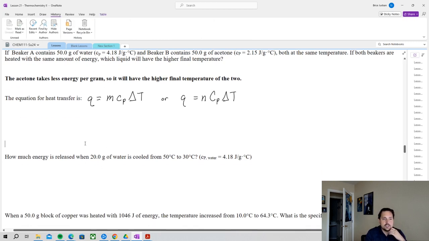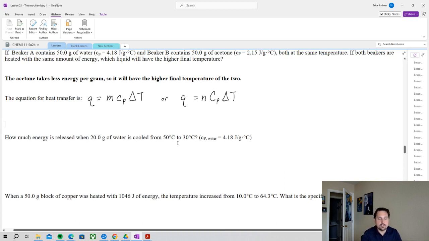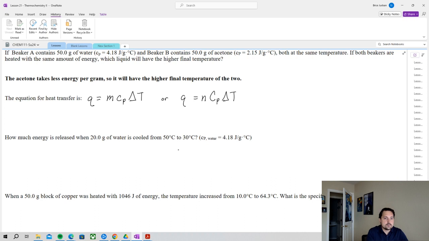Now, how much energy is released when 20 grams of water is cooled from 50 degrees Celsius to 30 degrees Celsius? The specific heat of water is 4.18 joules per gram degree Celsius. Okay, so when water is cooled, it releases its heat to the atmosphere. So that's going to be a negative Q value.